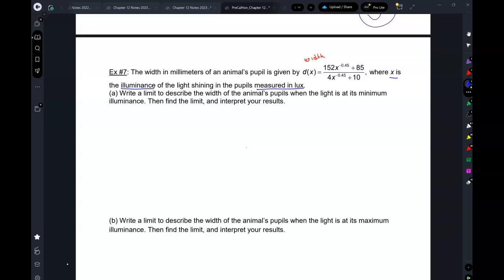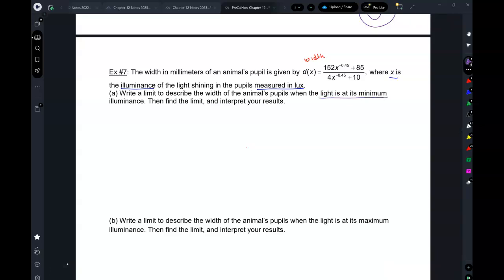Whenever you come across a word problem, you want to identify what the variables stand for and what the unit of measure is, right? Because all of those are going to help you. So now it says to write a limit to describe the width of the animal's pupils when the light is at its minimum illuminance. Then find the limit and interpret your results.